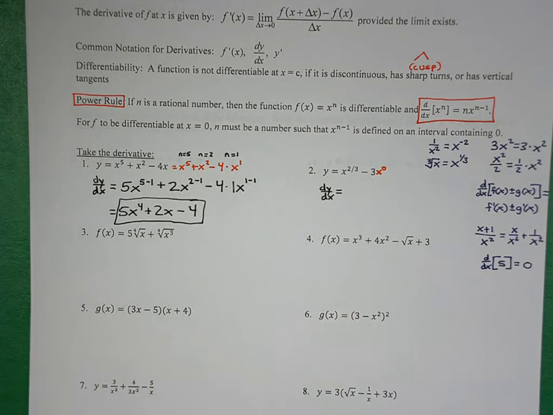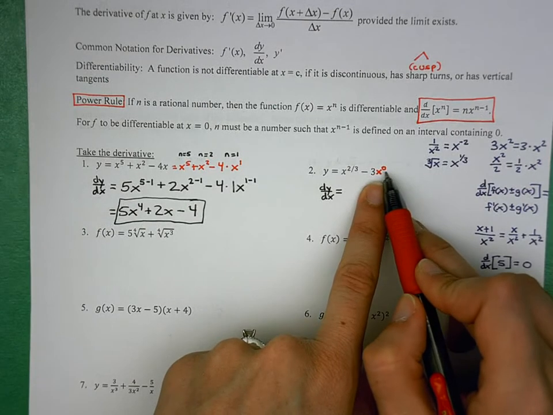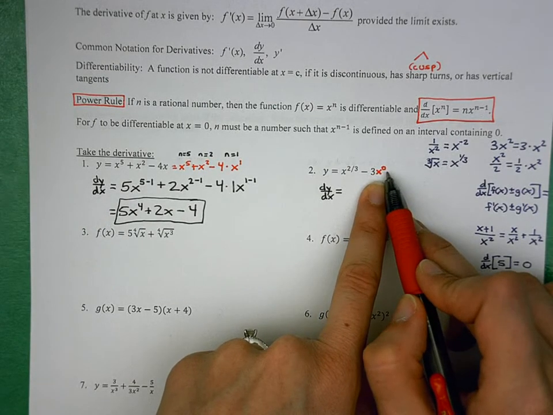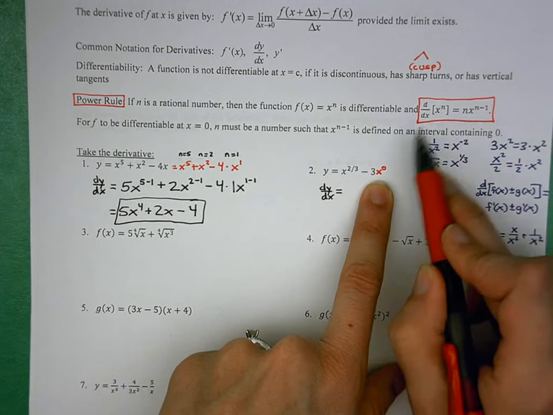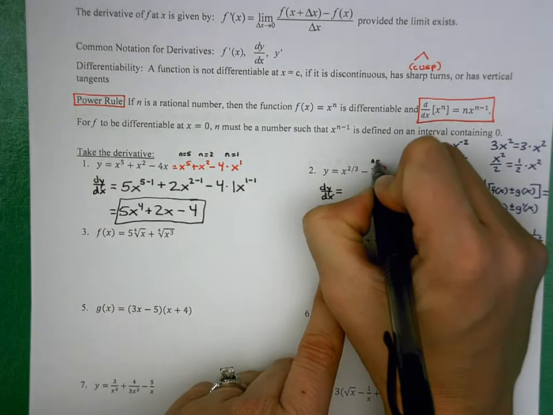X to the 0 is 1. And 3 times 1 is 3. So constants do have an x component to it. They have an x to the 0. Okay? Well, imagine for a second, if we were to apply our power rule on x to the 0, what would your n be? Your n is 0, right? I'll write that here. N equals 0.